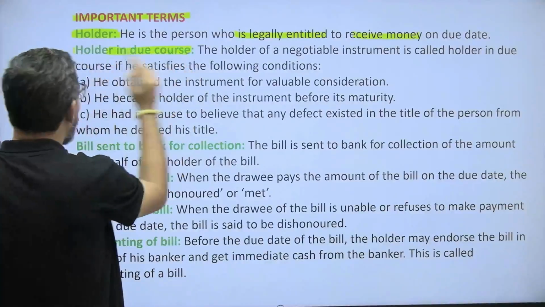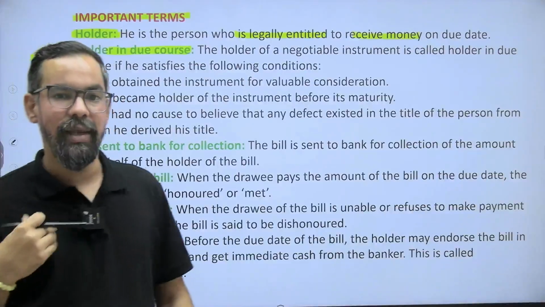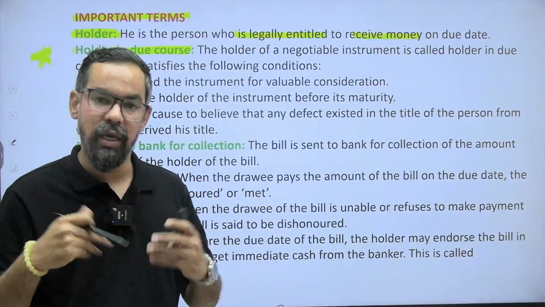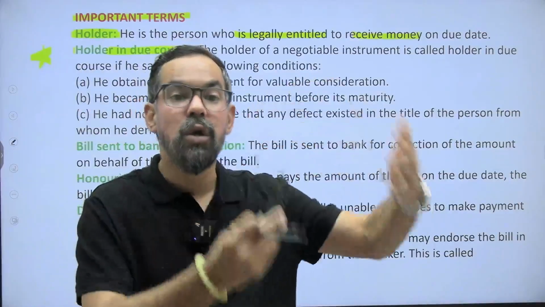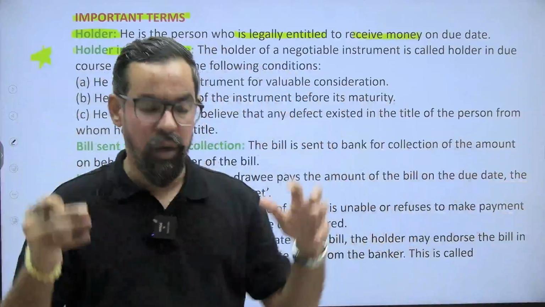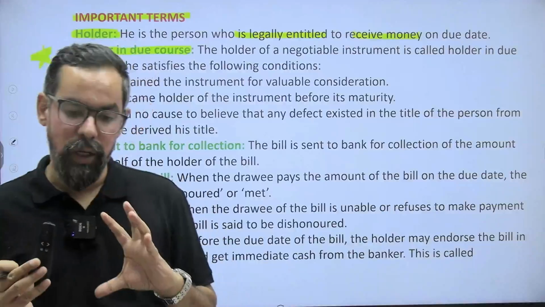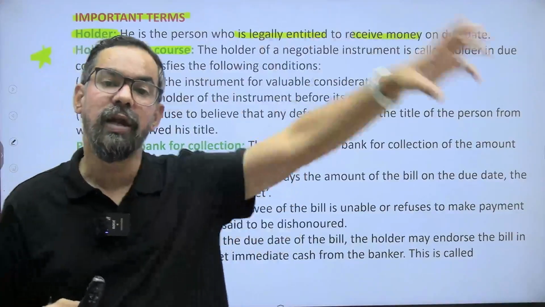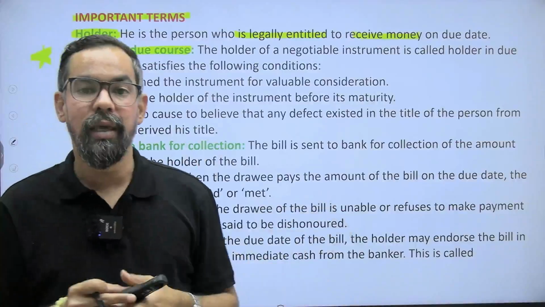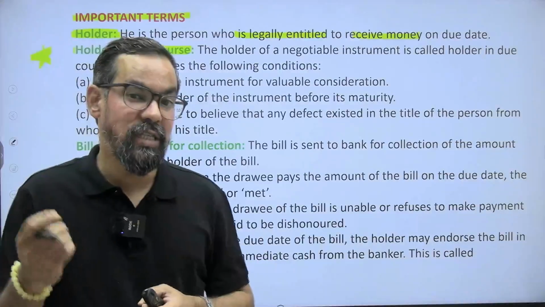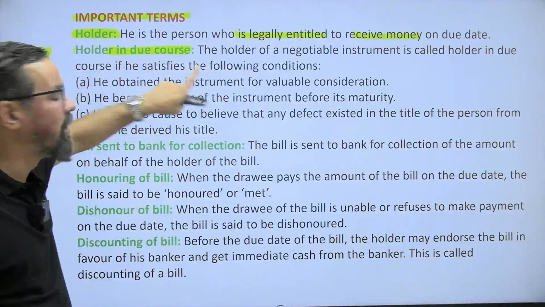This is something very, very important. Holder in due course: let's say A draws a bill on B. A is the holder because A has given some sort of services or goods to B, and they have invoices to prove that particular transaction. Now, this is not only about the sales. When A endorses that particular bill to C, C also has to justify that he got this bill of exchange for some value transaction. So the definition of holder in due course is very important.